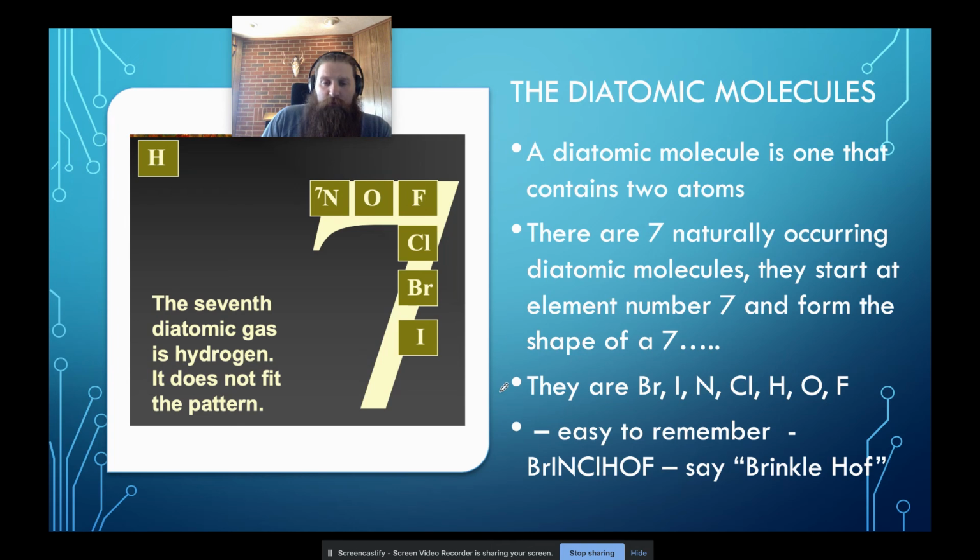Easy way to remember this, Brinkelhoff. That's what this stands for, Brinkelhoff. Or have no fear of ice cold beer. That's the other way you can remember it. I think Brinkelhoff sticks in the brain better, but that's just me.